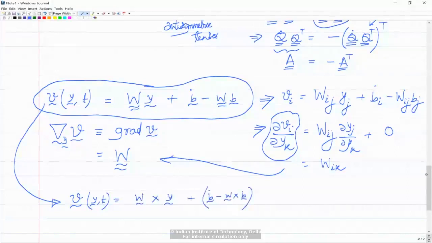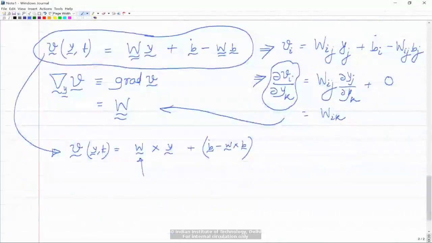And what is this W vector? Many of you are saying vorticity. I think you are coming from fluid mechanics, so you're calling it vorticity. But in more layman terms, coming from rigid body mechanics, what is this W? It is angular velocity. In rigid body mechanics, you have two velocities: one is translational velocity and the other is angular velocity. So this W is angular velocity.